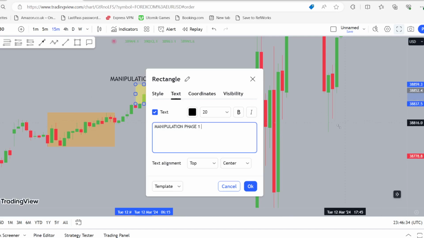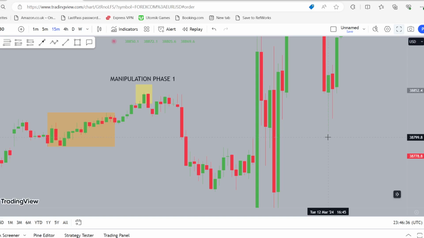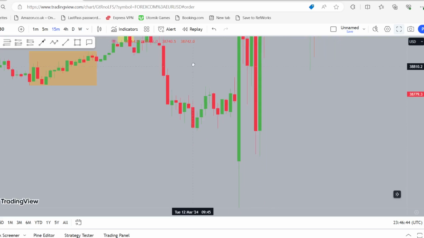So this is one of the entry models we use. A very, very powerful entry model, especially when you do it on the lower time frame. But here we're sticking just to the M15. We have the manipulation phase one over here.